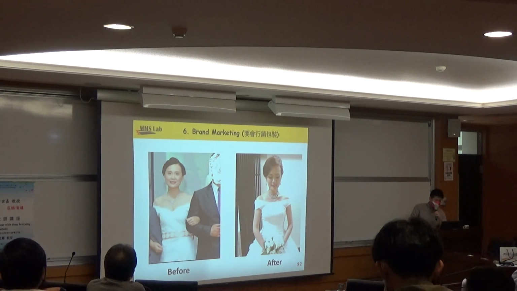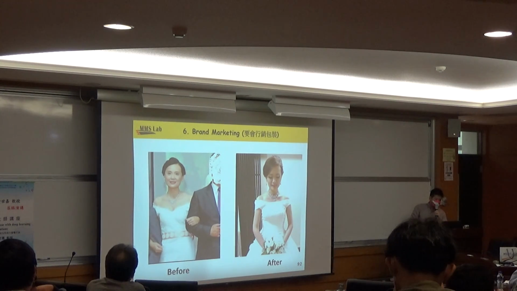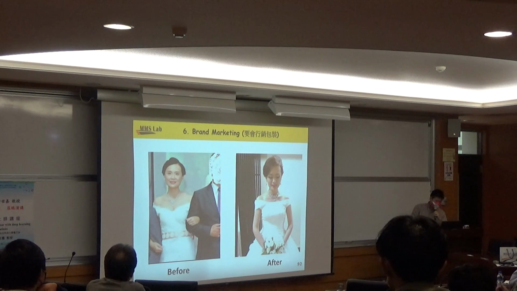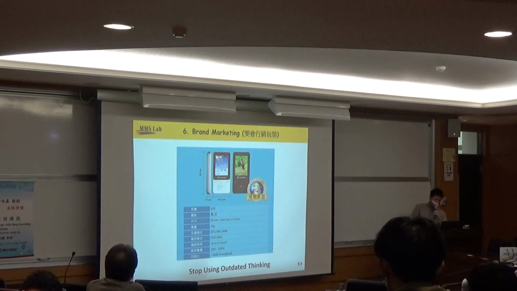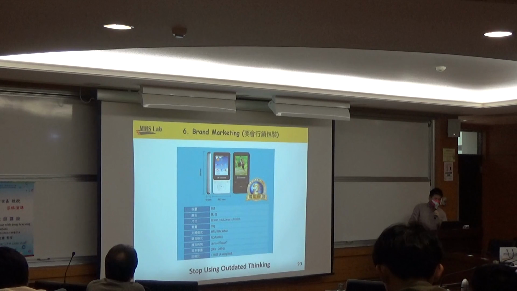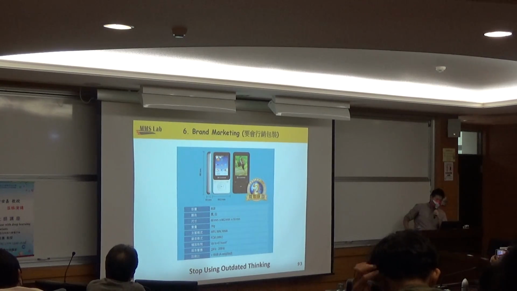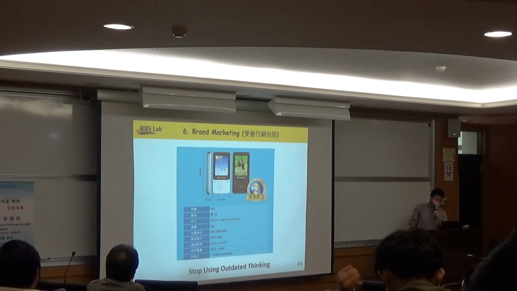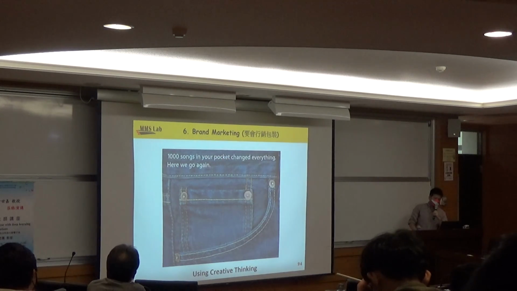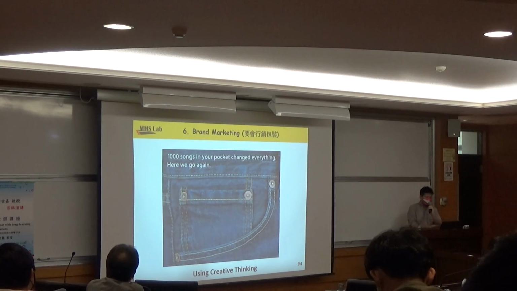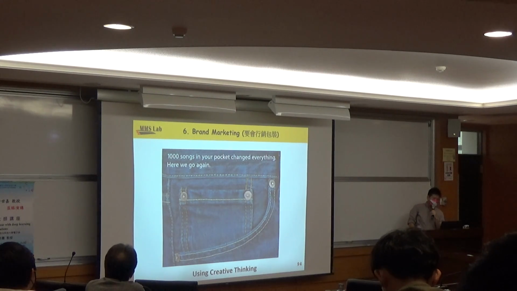And also there is brand marketing. This is before makeup, after makeup. So stop using outdated thinking. When you sell a USB drive, don't tell people this size is 8 GB or 16 GB. No one will understand what that is. Apple did it a good way. They said, we put 1,000 songs in your pocket. And you can imagine, one CD is 10 songs, so you put 100 CDs in your pocket. Oh, that's improved a lot.